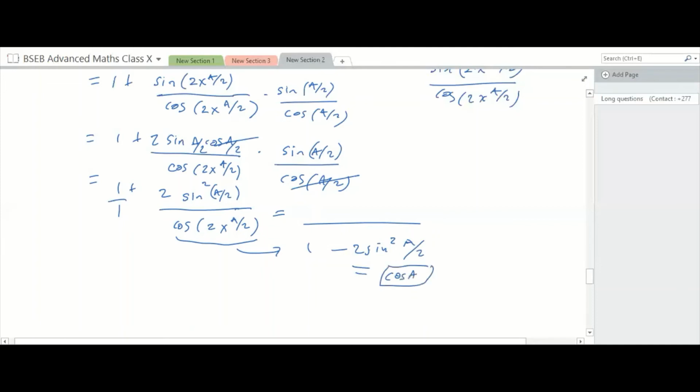Don't forget that. So 1 minus 2 sine squared a over 2 plus 2 sine squared a over 2. This one and this one cancel out. We got 1 over cos a, which is equal to sec a. So hence proved.